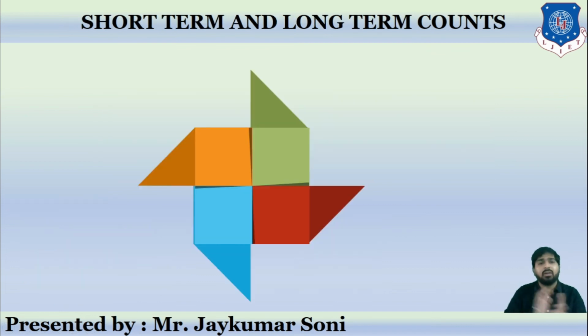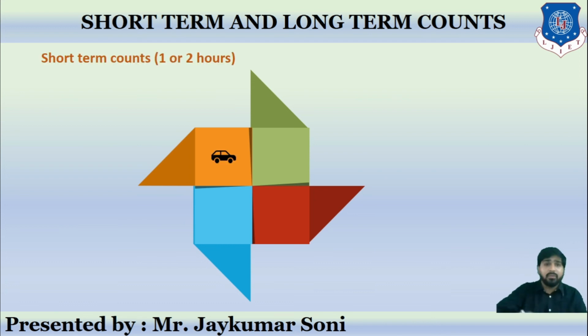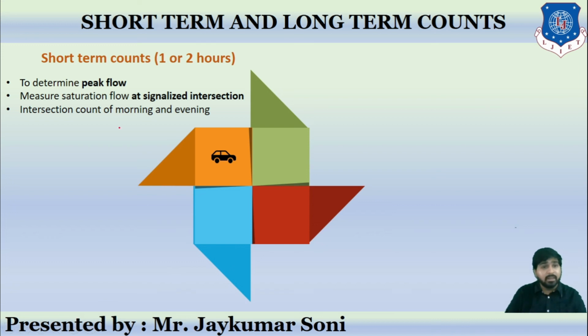Now we can have the volume count for short term and long term also. First is the short term count, which ranges from 1 hour to 2 hours. The survey will be only for 1 hour or 2 hours. It will determine the peak flow. It will measure the saturation flow at the signalized intersection, and it will give us the count of morning and evening at the crossing. So this is the first thing, that is 1 or 2 hours, also called short term count.